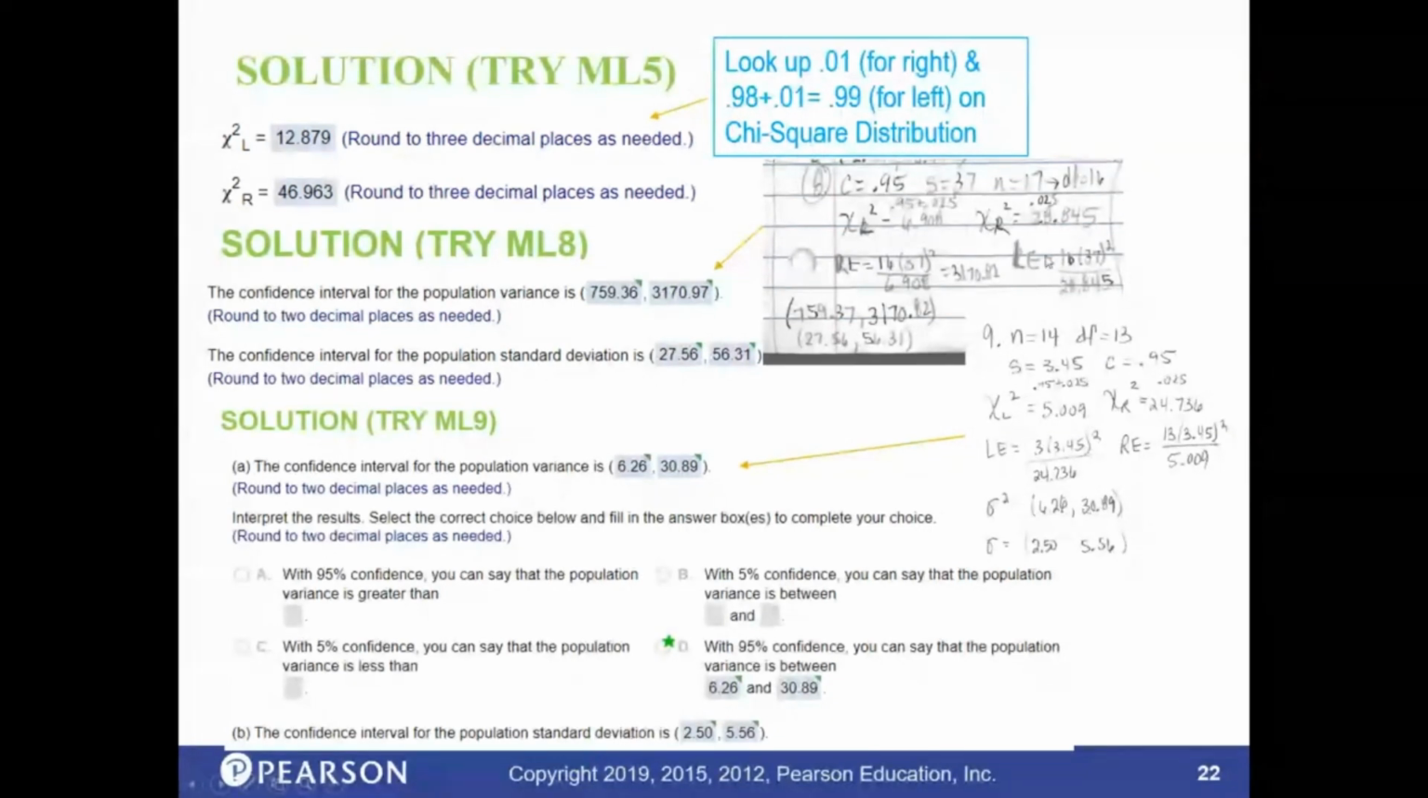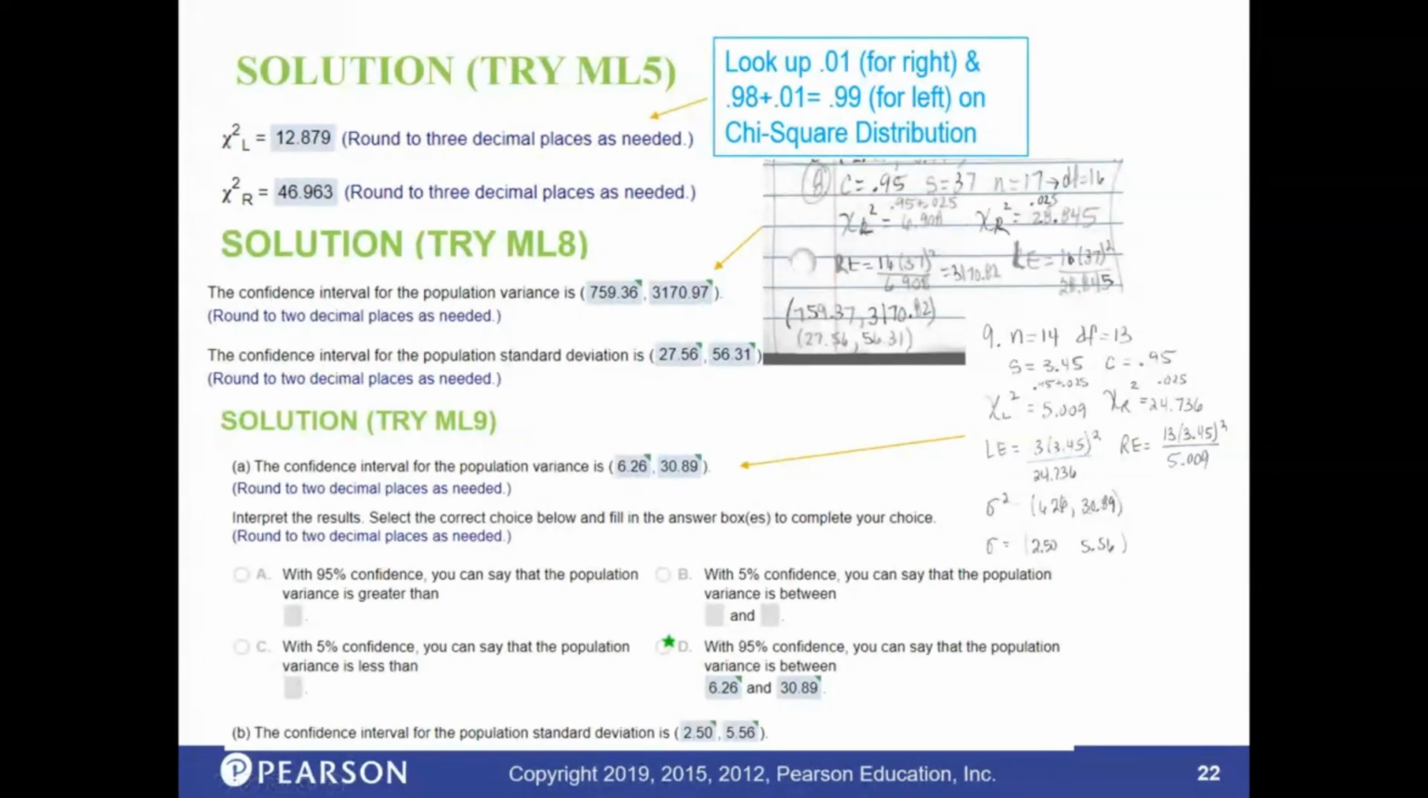28.845. And so when I use my formula for the right endpoint, I'm taking 16 times 37 squared, dividing by 6.908, and that gives me 3,170.82. So that's the one on the right. That's the right endpoint. And then for the left endpoint, 16 times 37 squared and divide by 28.845. So that's the left endpoint is 759.36.